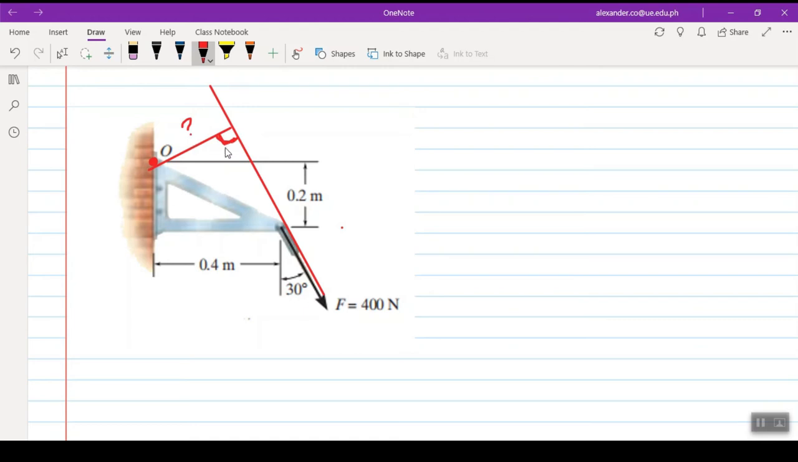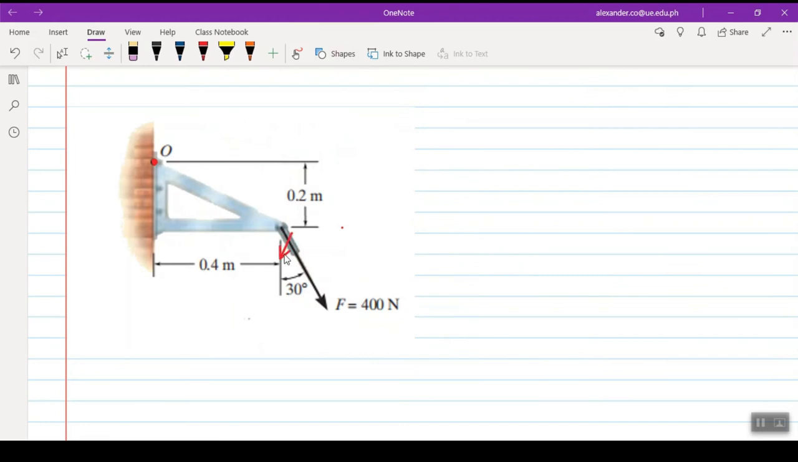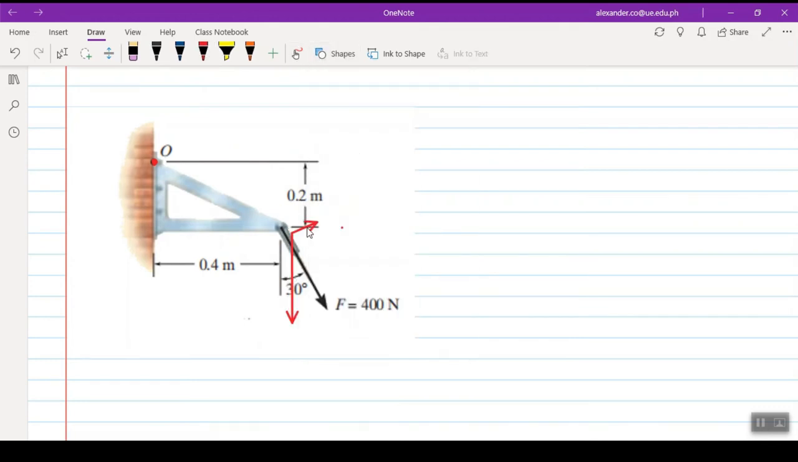Kanina kasi given. So, yung isang method na gagamitin natin, okay, yung Varignon's theorem. So, hindi po pwede yung unang style, di ba? Wala talaga tayong magagawa. Hindi natin alam yung perpendicular distance. Hindi siya given agad, katulad kanina, given. So, ang gagawin natin, convert natin sa component. Okay?